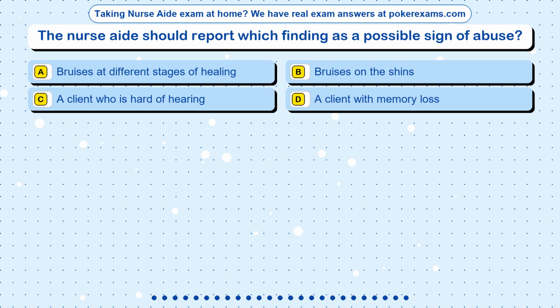Question 7. The nurse aide should report which finding as a possible sign of abuse? Option A. Bruises at different stages of healing. Option B. Bruises on the shins. Option C. A client who is hard of hearing. Option D. A client with memory loss.